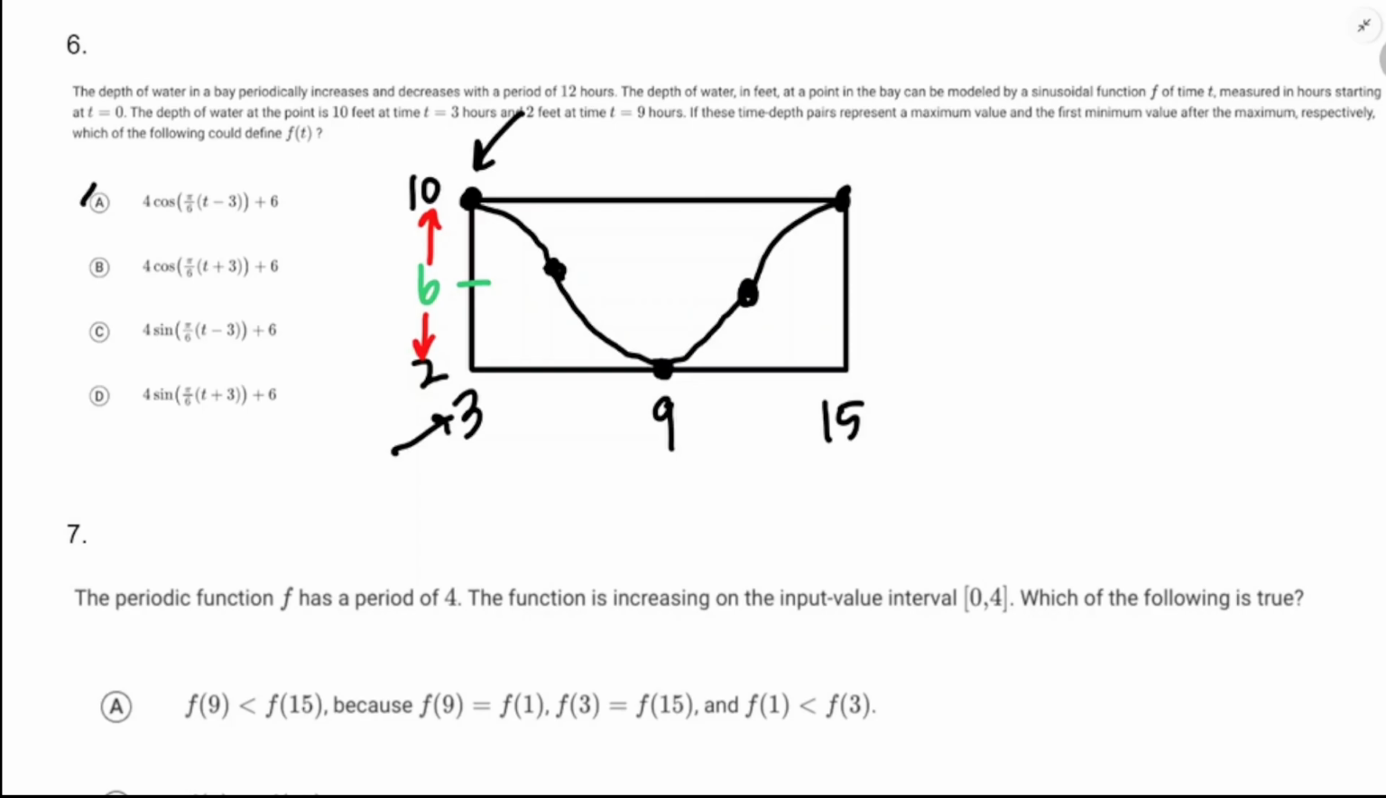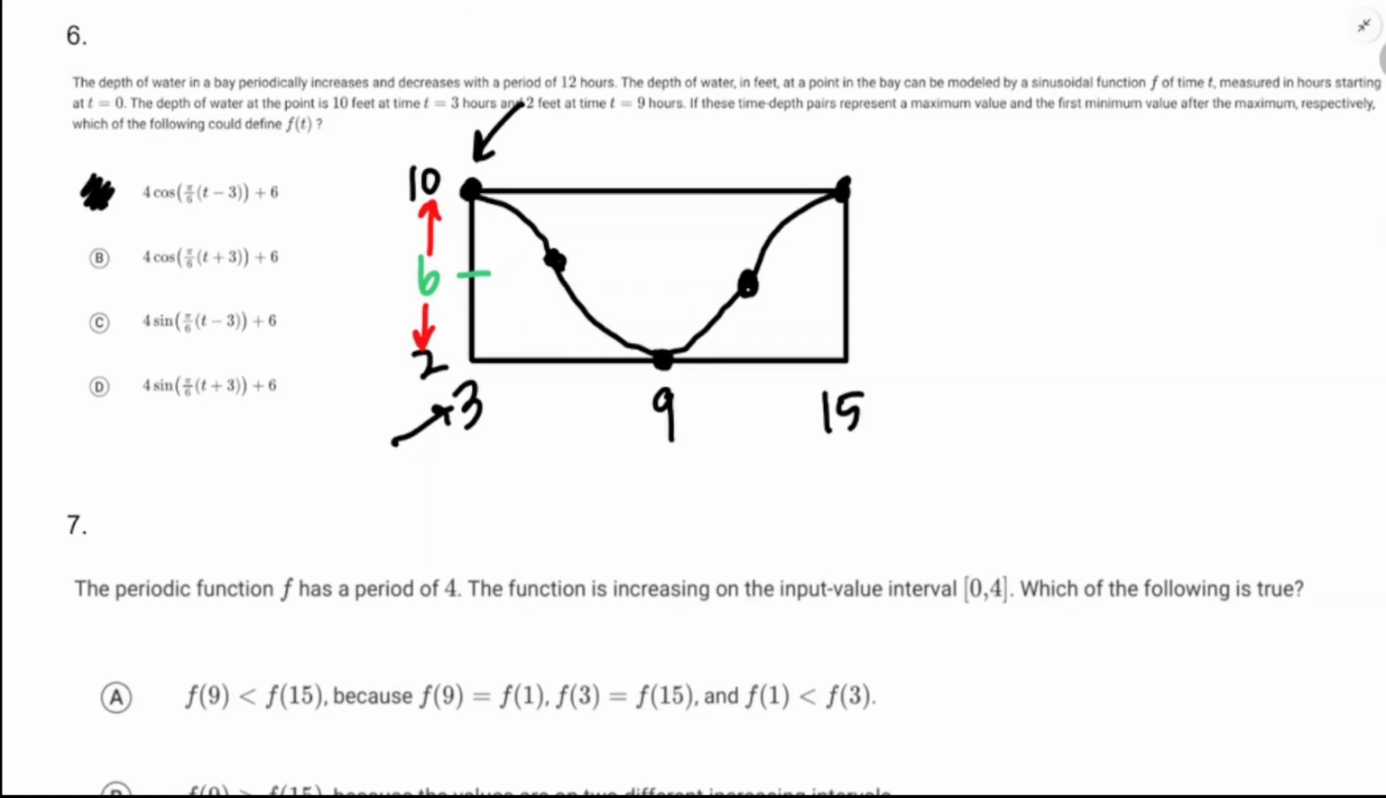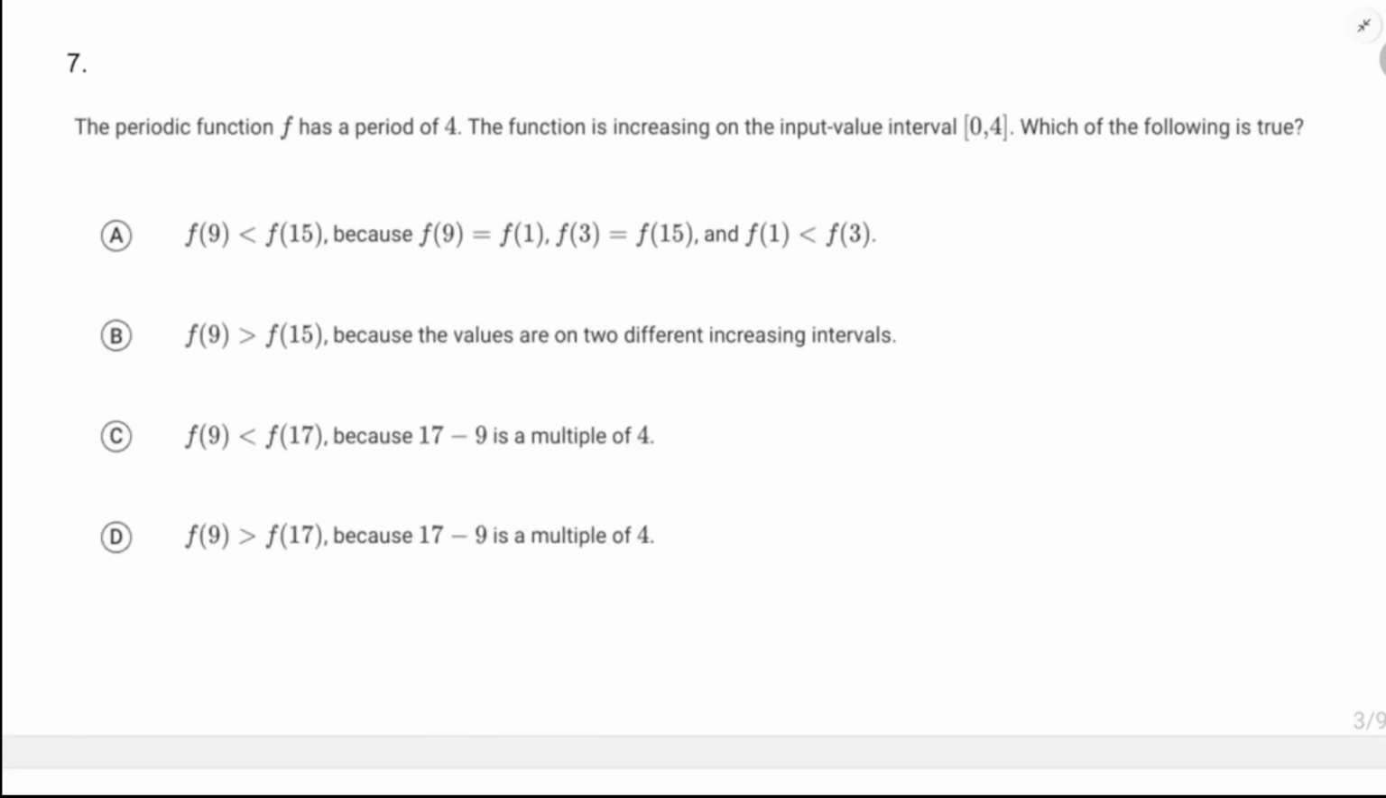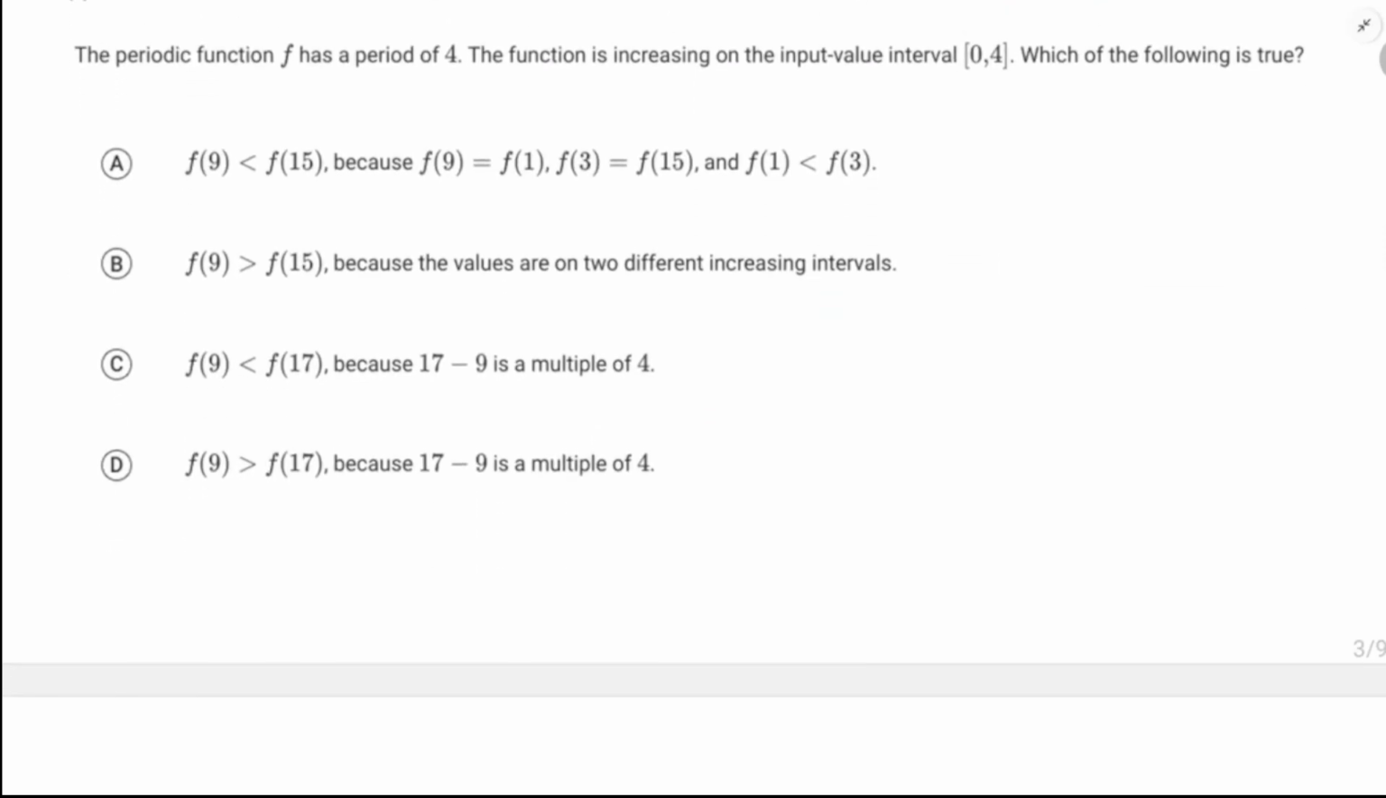Cosine of some number of t minus 3, that is my phase shift. Okay, I like answer choice A. I'm going to make sure on the multiplier there, though, is the period, which is 12, equal to 2 pi over b, which was pi over 6. Yes, that looks right to me. I'm going to move on. Yeah, answer choice A. All right.